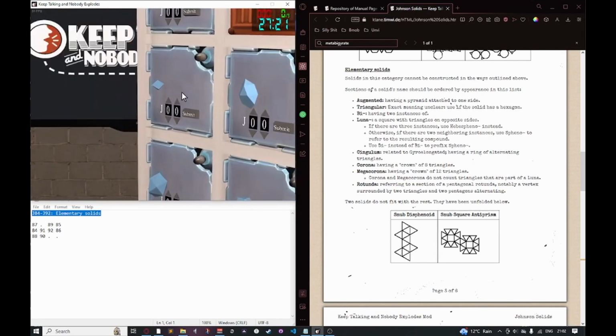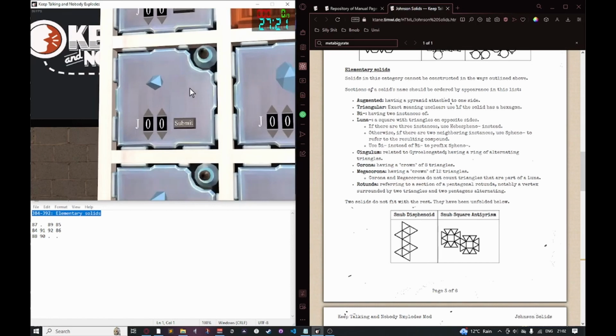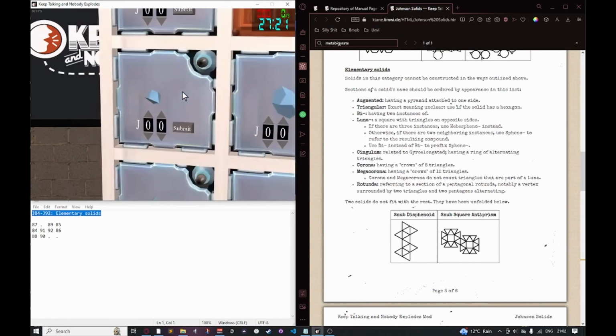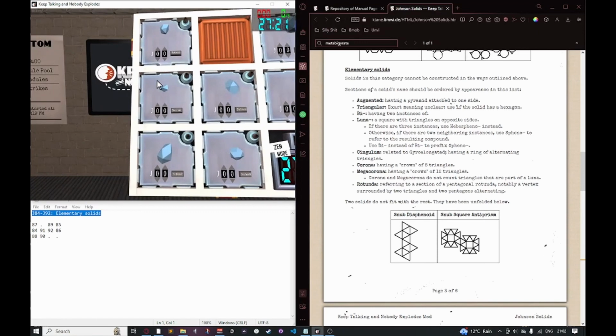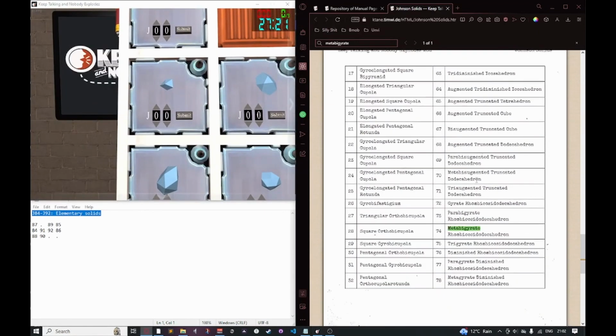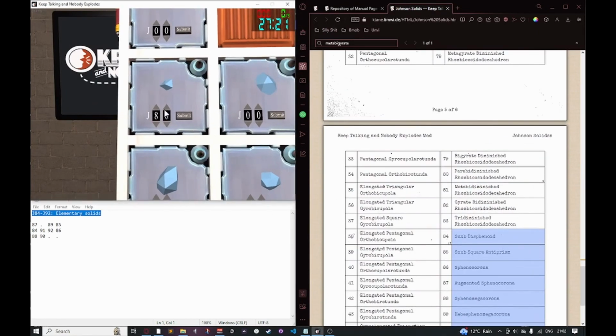Notably, it's not a tri-augmented triangular prism, which it can be somewhat easy to confuse it with, because that shape also only has triangles. But anyway, this is a snub disphenoid, and that is 84.